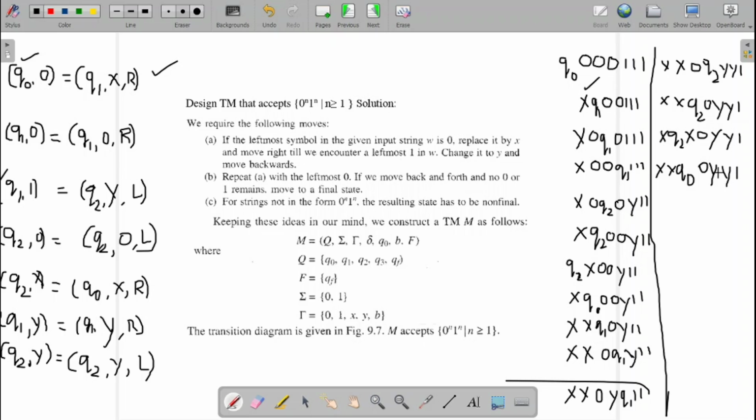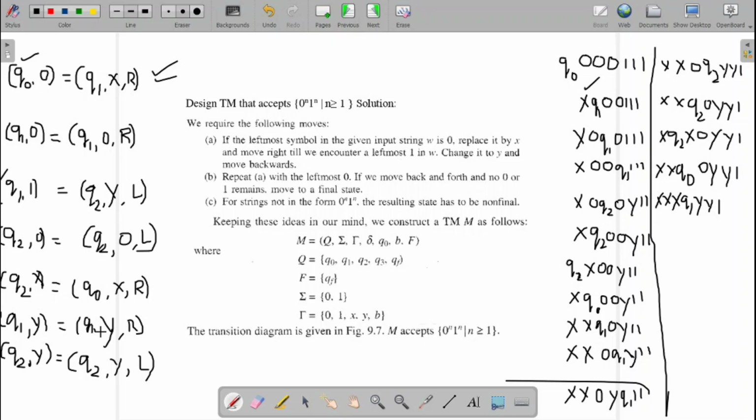Again, Q0 on 0. So what to do for Q0 on 0? I need to change the state to Q1. I need to replace 0 with the X, and I need to have the right movement. X, X, X, Q1, Y, Y, and the 1. Q0 is replaced with Q1, 0 is replaced with X, and I have the right movement.